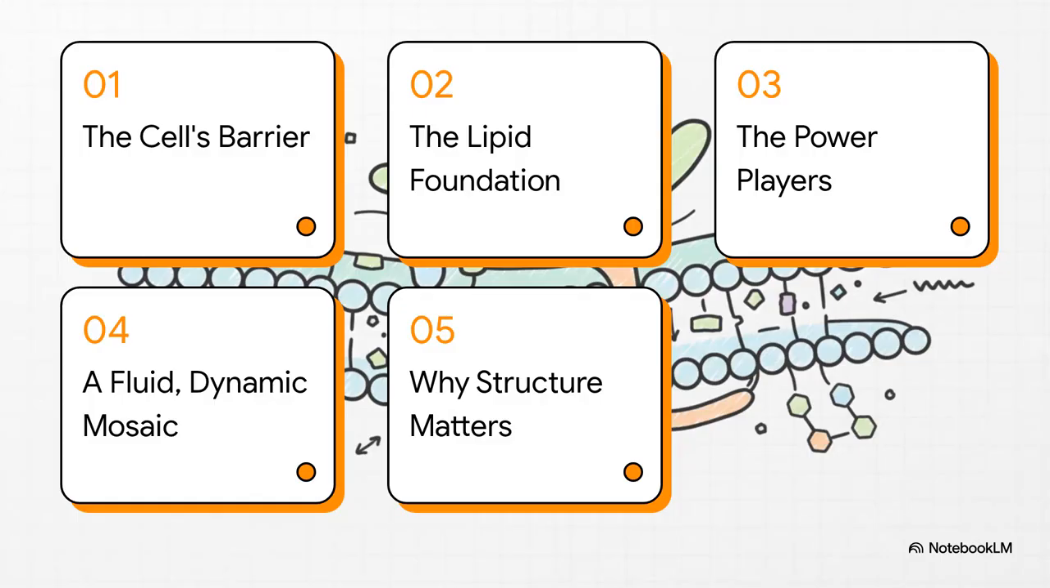All right, here's our game plan. We're going to start with the big picture, looking at the membrane as the cell's essential barrier. Then we'll zoom in on its foundation, which is all about lipids. After that, we'll meet the proteins, the real power players that get all the work done. We'll see how it all comes together in what's called a fluid dynamic mosaic. And then we'll wrap up by understanding why this very specific structure is just so critical for life.